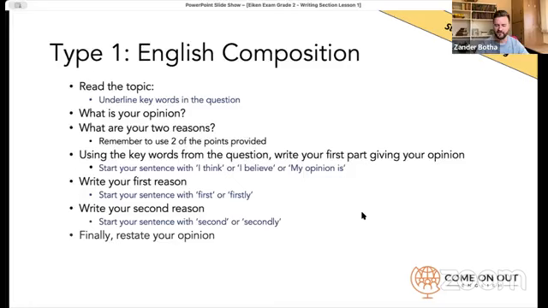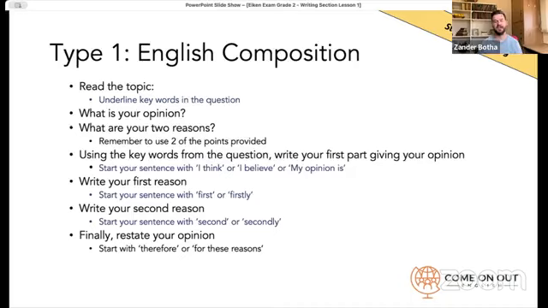Then finally, you restate your opinion, meaning you write your opinion again. And can you remember what we need to start our sentence with here? So first reason starts with first or firstly. Second reason starts with second or secondly. And then our final part, the conclusion, starts with therefore or for these reasons.